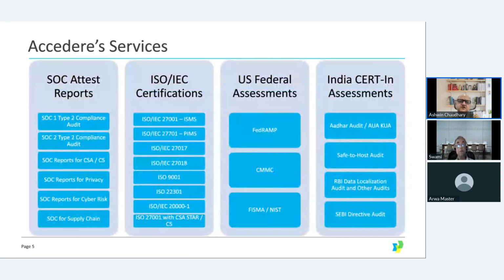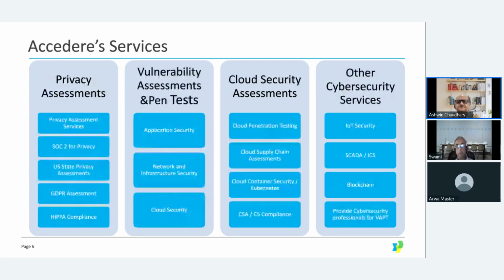In the SOC attest reports, we cover the entire areas that AICPA offers: SOC 1, SOC 2, SOC 3. SOC for privacy is, of course, one of the criteria. Then we also do the SOC reports with the Cloud Security Alliance's CSA STAR or the C5. We also do cloud supply chain assessments. In the ISO, we cover most of the data security and privacy requirements. In the US federal assessments, we do FedRAMP, CMMC, FISMA, and the NIST frameworks. For India assessments, we do the Aadhaar audits, Safe to Host audits, data localization audits, and any other RBI or SEBI directive audits.